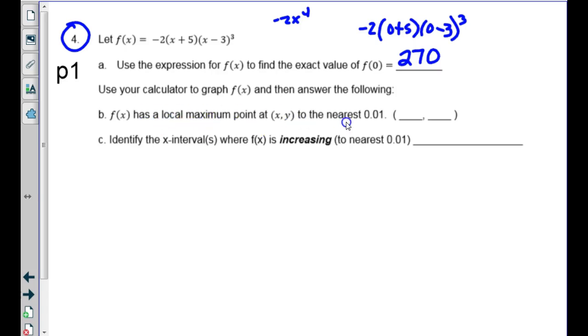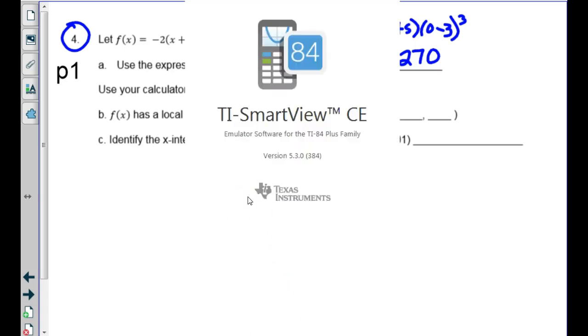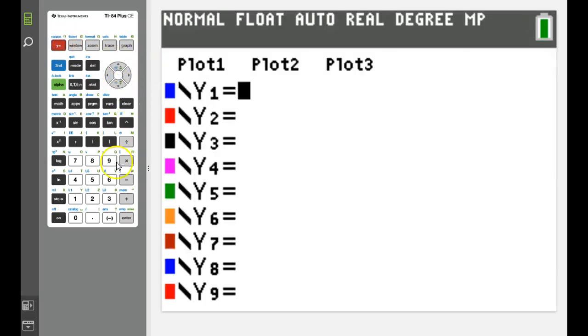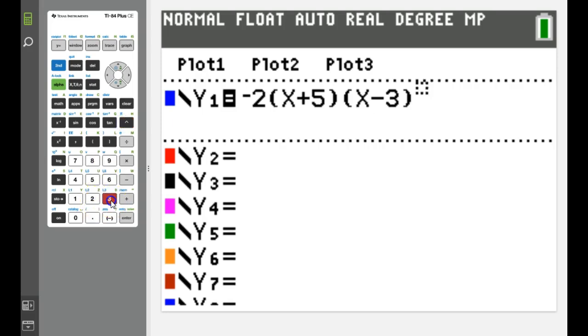Okay, has a local maximum point at, to the nearest thousandth. Do we know how to find that without graphing? No. So we need to graph this. Find the maximum. -2 parenthesis x minus 5, guys, or plus? Guessed wrong. And then x minus 3, right? Cubed. Did I remember it right?